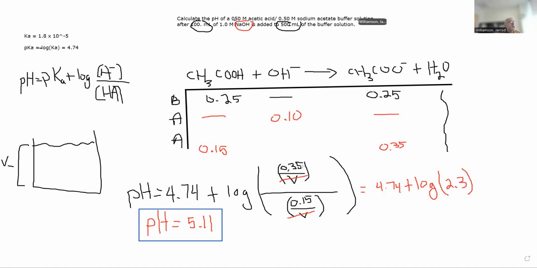I didn't have to go to the step of calculating the concentration here and here because A minus and HA are both floating around in the same volume. So I know these volume terms cancel out, so I can just use the mole ratios. And so when I'm done, the pH went up, it became more basic, which makes sense because I added base to it. So it resisted change in pH. It changed pH a little bit, not a whole lot. Okay. Anyway, that's how you do those kinds of problems. I hope that helps.